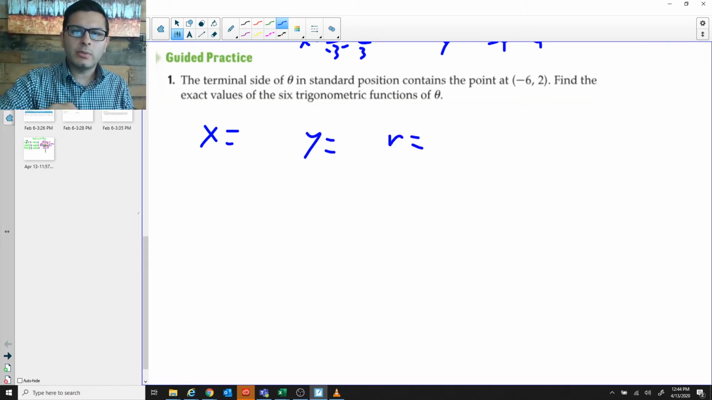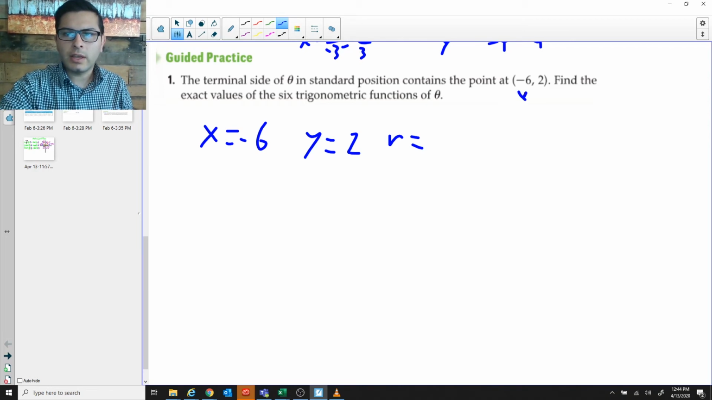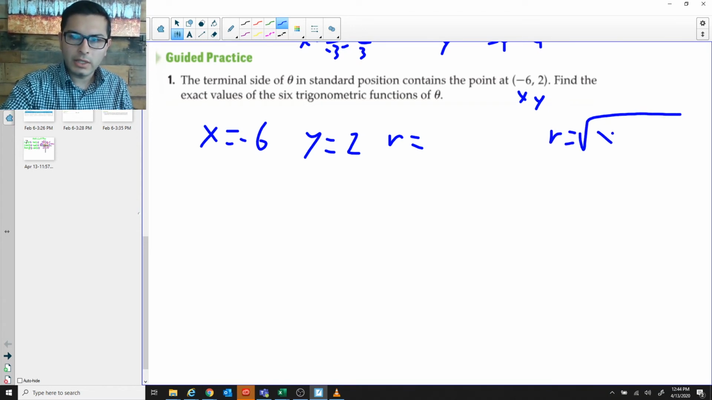Now our x and y are very easy. That's going to be -6 and 2. Where did I get those values? That's right here, x and y. Now the r is a little bit more involved, but it's not too bad because we have a fancy little function for that already. That will be the square root of x squared plus y squared.